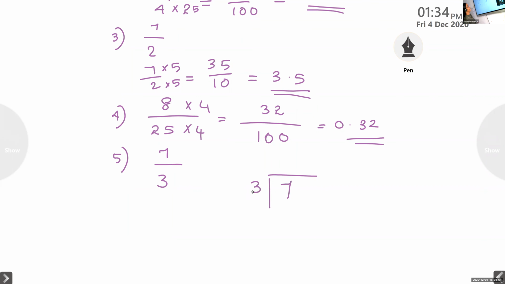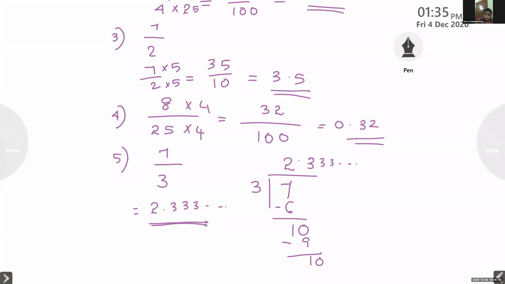Directly you divide. 7 divided by 3 is 2, remainder 1, then 10, 9, remainder 1, 10. It will continue like this. Clear, children? So it is 2.333, etc. It will continue. So you can directly divide and get the answer also. Instead of making it as 10, 100, etc., you directly divide it.